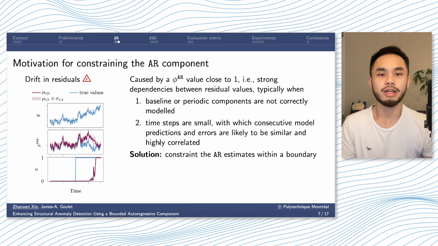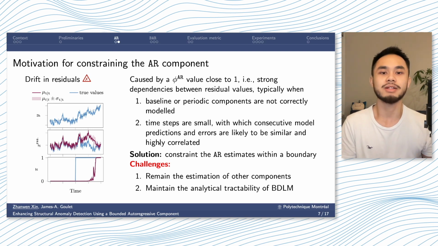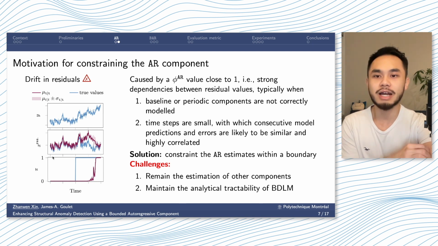So the solution is to constrain the AR estimates within a boundary. But by doing so, we face two challenges. The first one is that when we modify the residual estimation, it is important to retain the accuracy of the other components' estimation as well. And the second challenge is to maintain the analytical tractability of BDLM. That means for each time step, when we truncate the AR hidden state that is modeled by a Gaussian, we need to keep it Gaussian as well, so as to use all the closed-form solutions that we saw in the preliminary section.